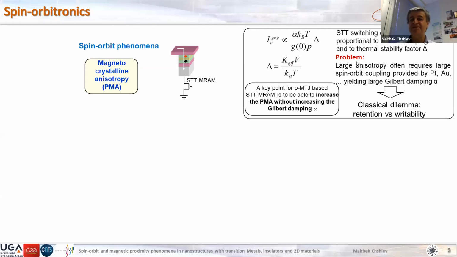But that gives us a problem. These perpendicular magnetic tunnel junctions have the advantage that we don't have a penalty in pulling the magnetization out during writing. But at the same time, in order to have perpendicular magnetic anisotropy, we usually, traditionally many years ago, needed to use heavy metals, etc. But that increases damping. And this is the classical retention versus writability dilemma.